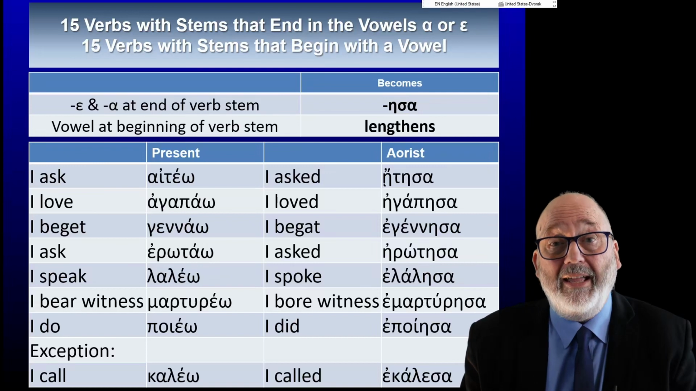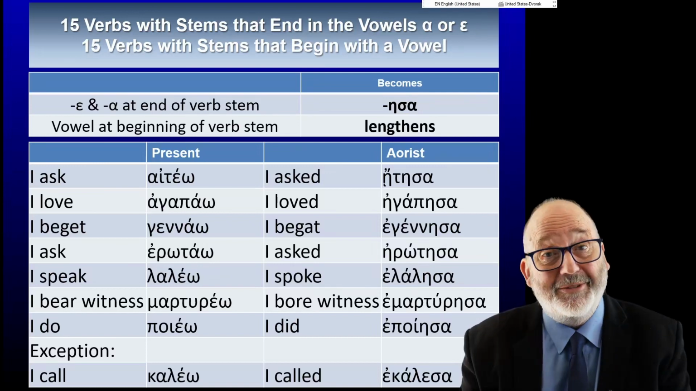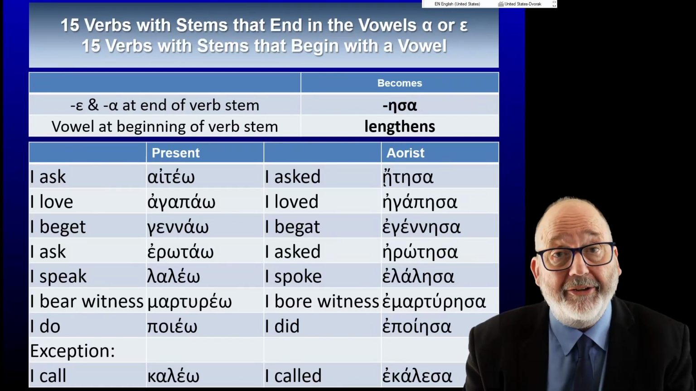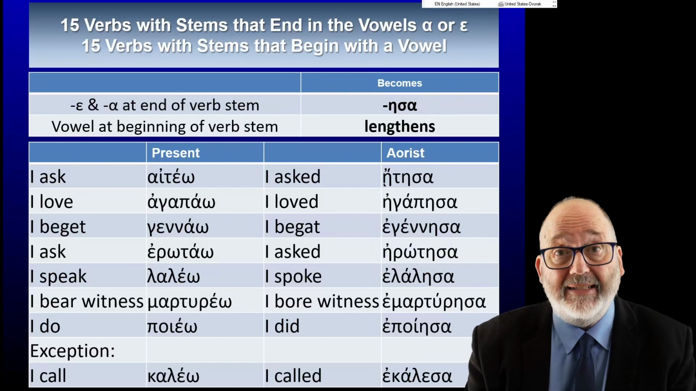Overall though, eo and ao verbs behave very predictably. It's worth noting in passing that there is an exception to this. Kaleo has the aorist ekalesa.